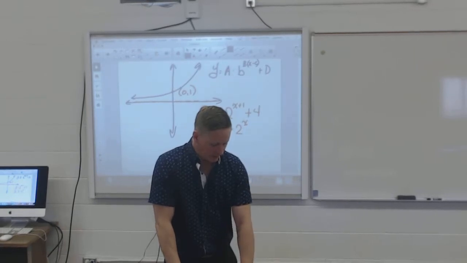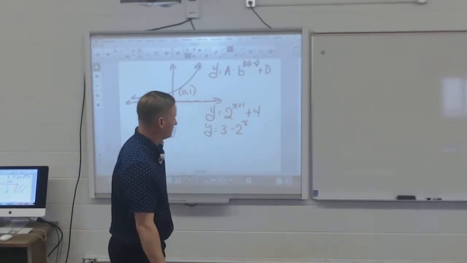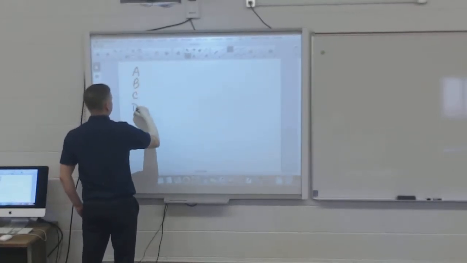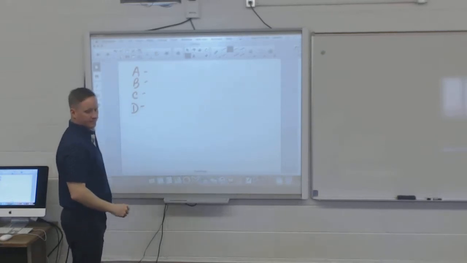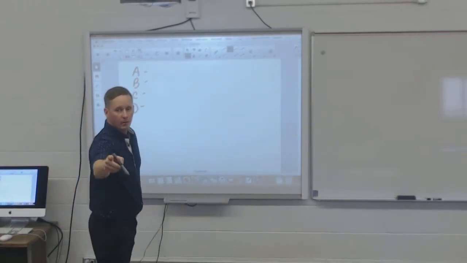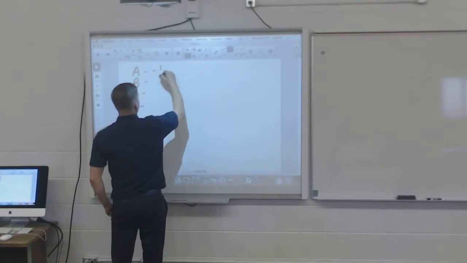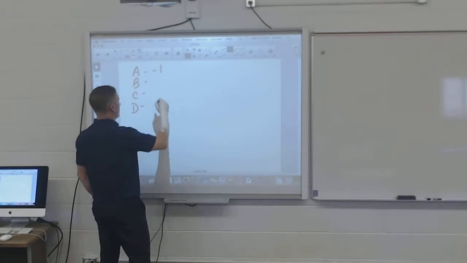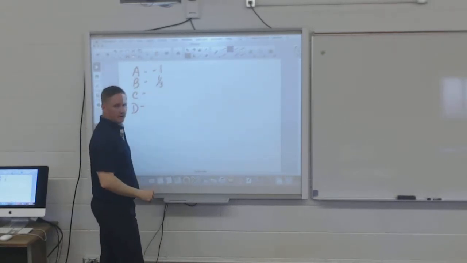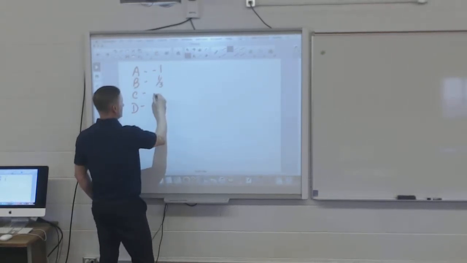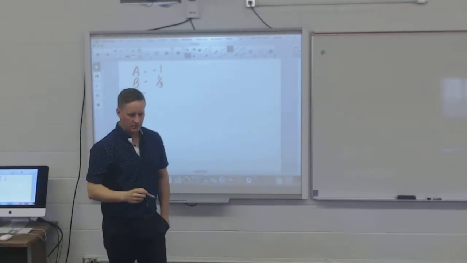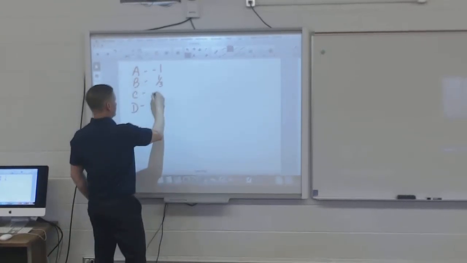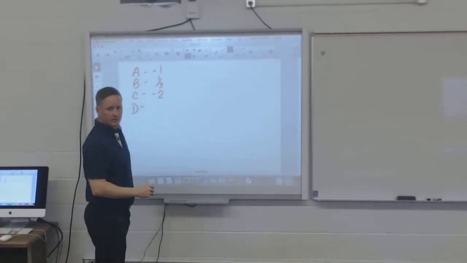Okay? Have a look at working example 3. Give me A, B, C, and D. What's A? Negative 1. Good. What's B? 1/3. What's C? Is it -2 or positive? It's opposite in the brackets, right? -2. So it's -2. And what's my D value?